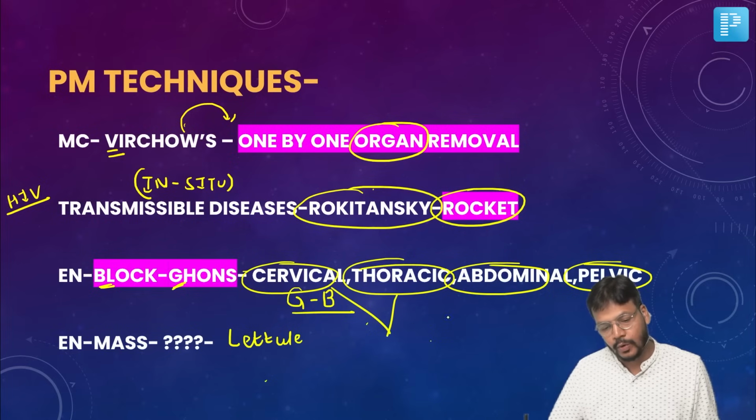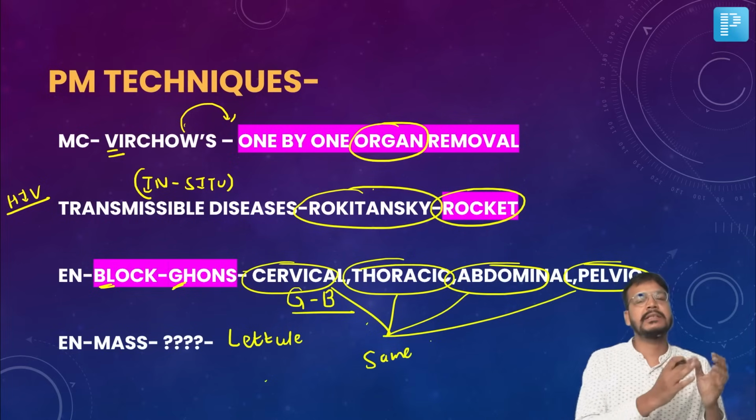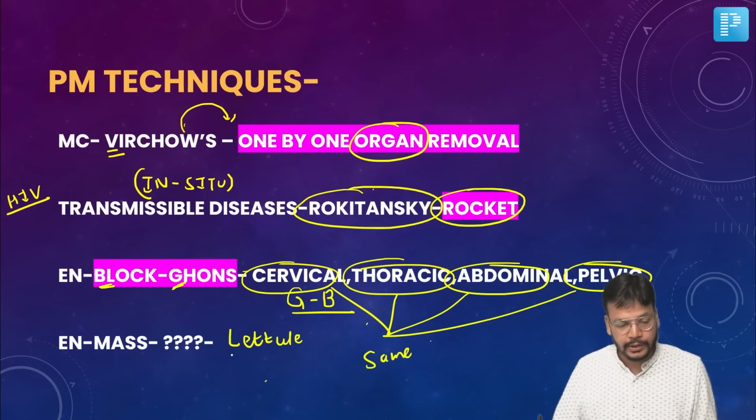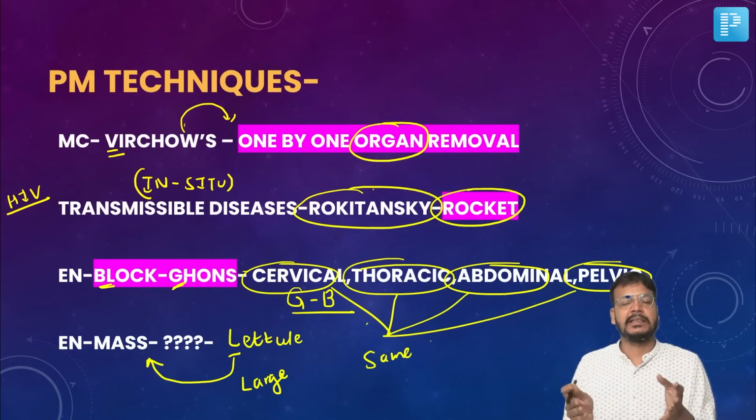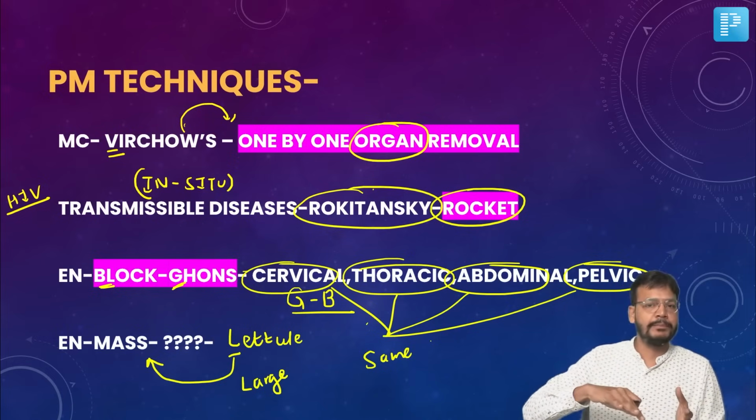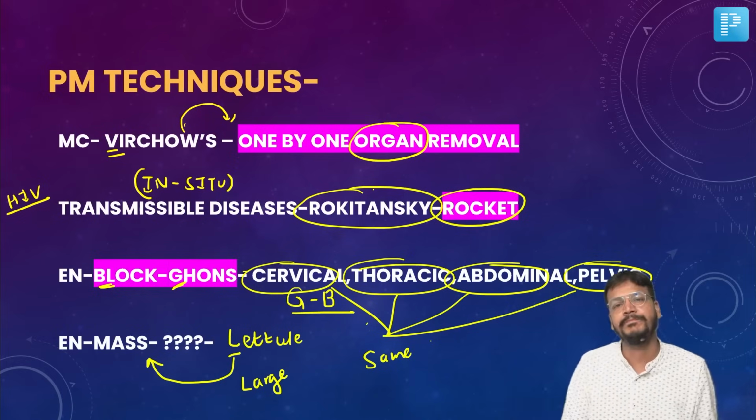If we remove all the organs at the same time, doctor, how to remember? Letulle, L for Letulle, L for large, L for लंबा, whatever you want to say. अगर आप सारा mass एक साथ, cervical, thoracic and abdominal and pelvic, all are taken out simultaneously, it is Letulle.